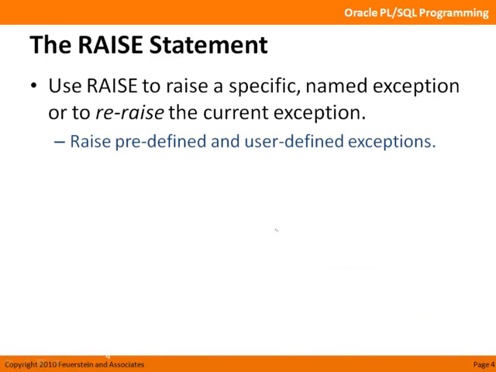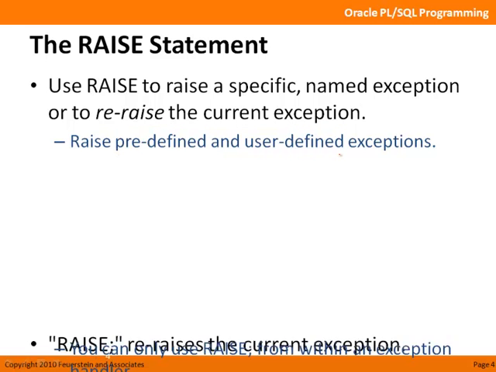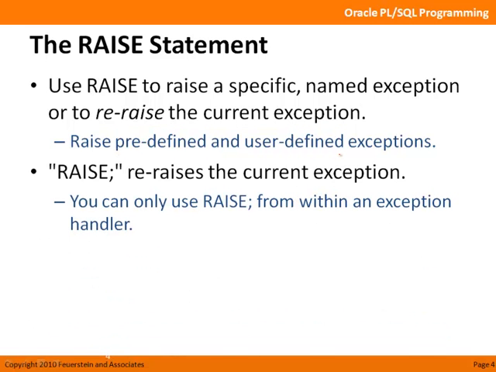You use RAISE to raise a specific named exception or to re-raise the current exception. You can use it to raise predefined exceptions, for example, one of the Oracle exceptions, or even one of your own user-defined exceptions. And if you call the RAISE statement with a semicolon after it, in other words, you don't specify an error name, then it re-raises the current exception, and as you'll see, you can only use RAISE semicolon from within an exception handler.